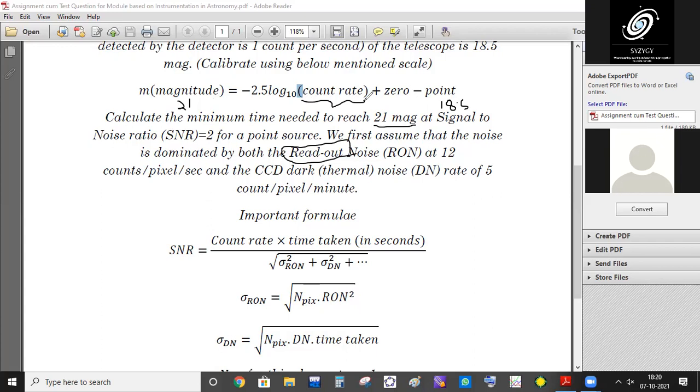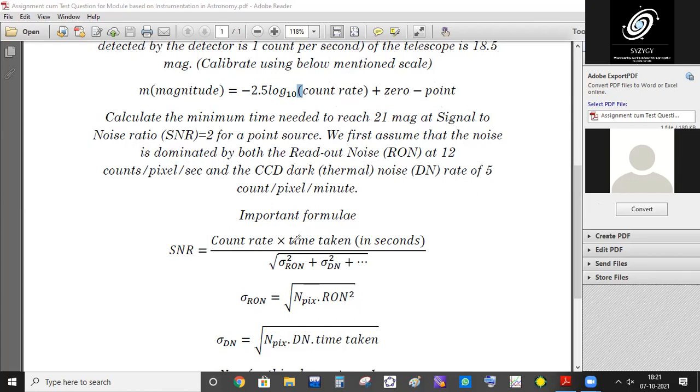Yes, sir. So you can easily calculate it. It will be 21. Take the 0 point over that side. So that will be 21 minus 18.5. Then you divide it by minus 1.25, and you'll take 10 to the power that particular number. So you can find the count rate easily. Just put this value and you can find the count rate.